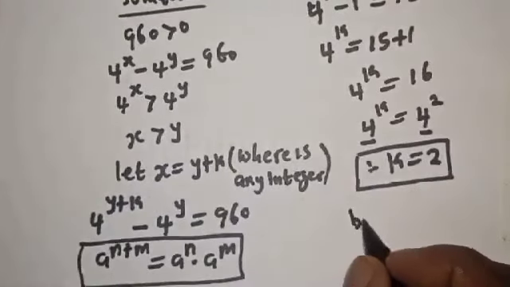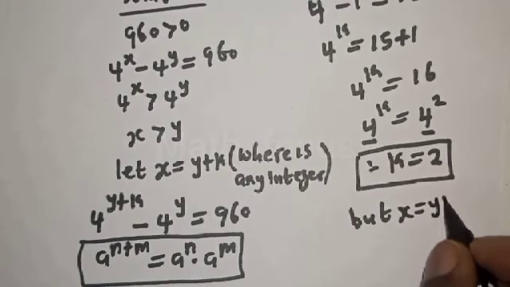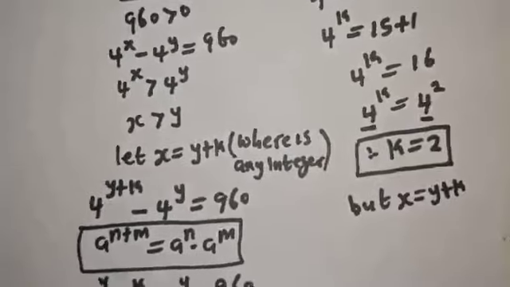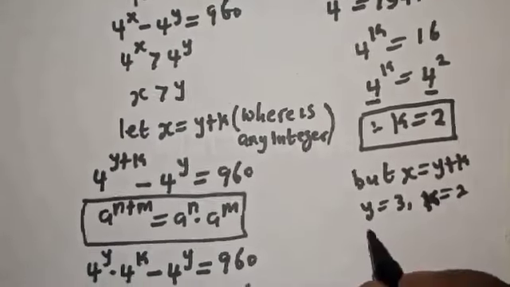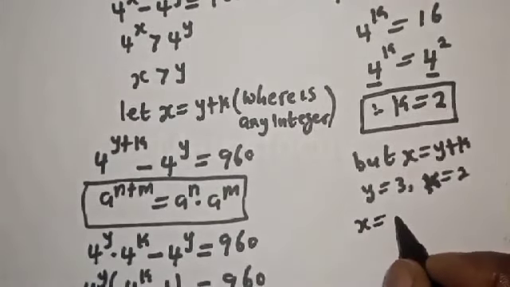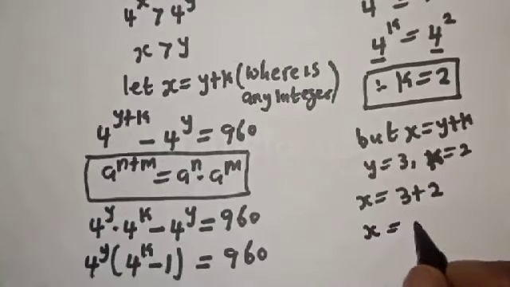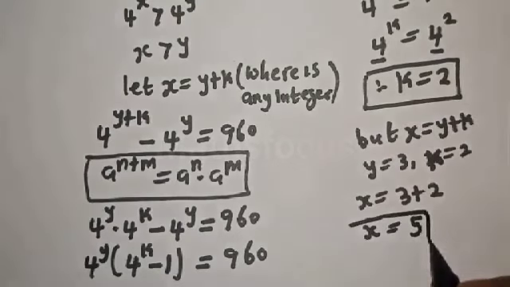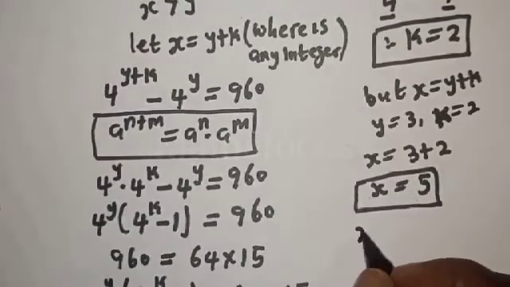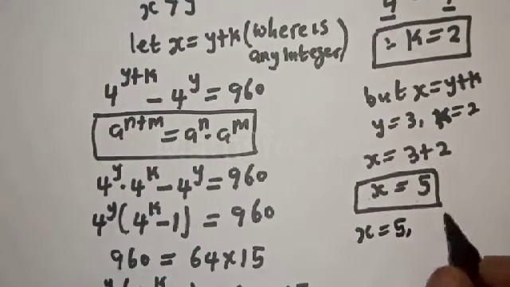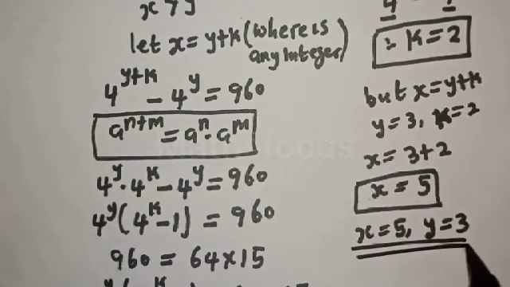But x is equal to y plus k. We already know our y is equal to 3, k is equal to 2, then x is equal to 3 plus 2. x is equal to 5. This is the value of x. Therefore, our final answers are x is equal to 5, y is equal to 3. This is the final answer.